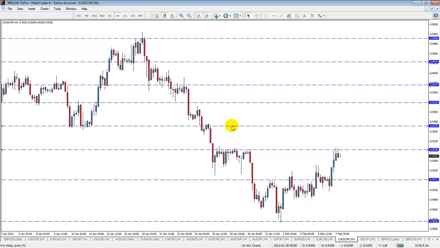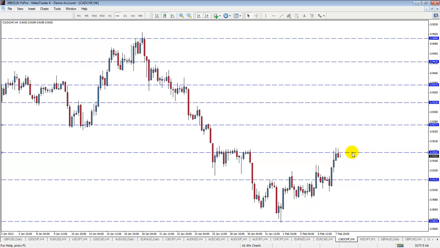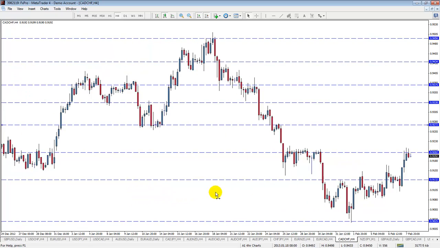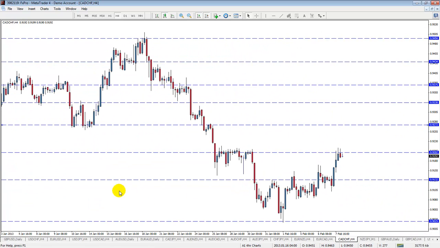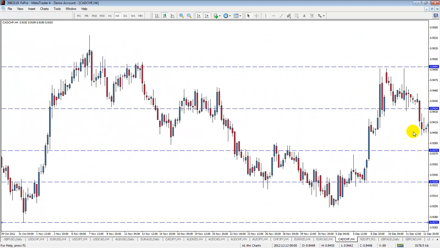Now, I might need to clean it up a little bit. If I get close to a round number, like this one is at 92.09, well, maybe that's 92 even. That sort of thing. So that's the only time I really fudge them. There are two instances when I will move a support and resistance line. One is when the market is not behaving correctly on that line.